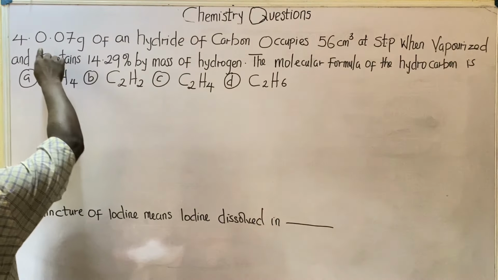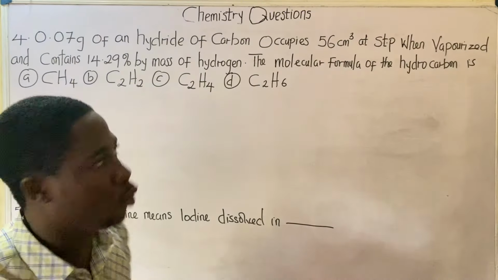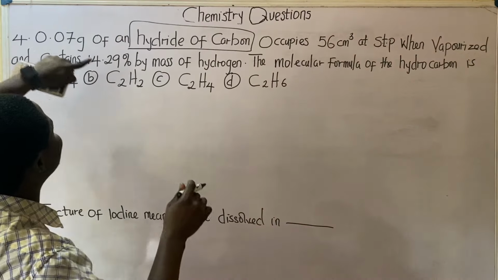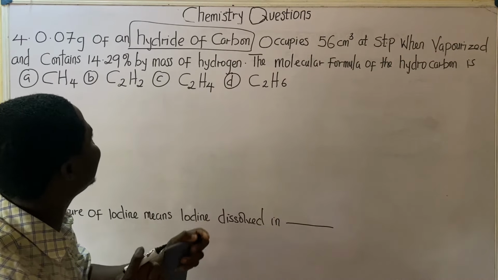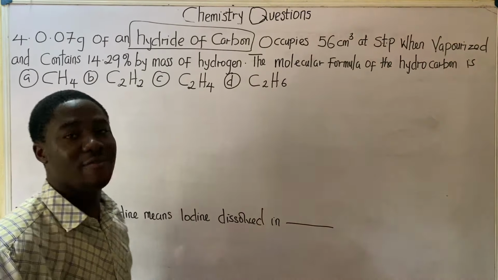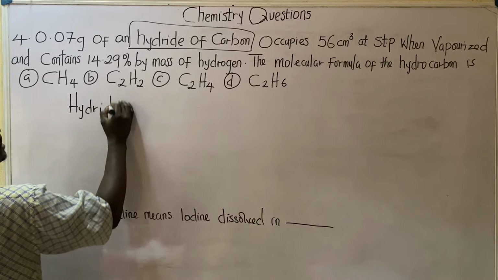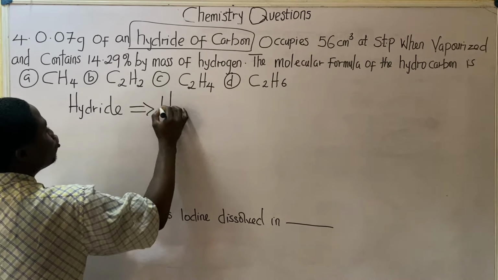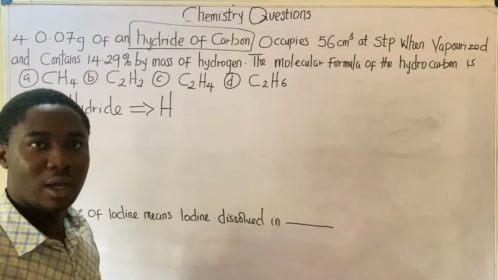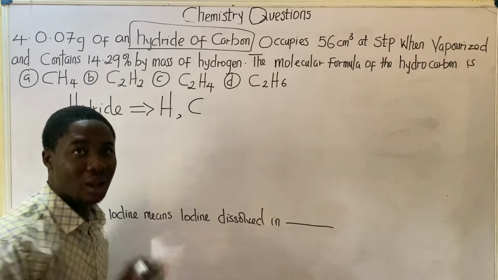It says 0.07 grams of hydride of carbon. Please let us understand what this means. It's very important. They said 0.07 grams of hydride of what? Carbon. Whenever you hear the word hydride, it means that the major element here is hydrogen. Hydride of carbon means that hydrogen is combined with carbon. Please get that in your mind.